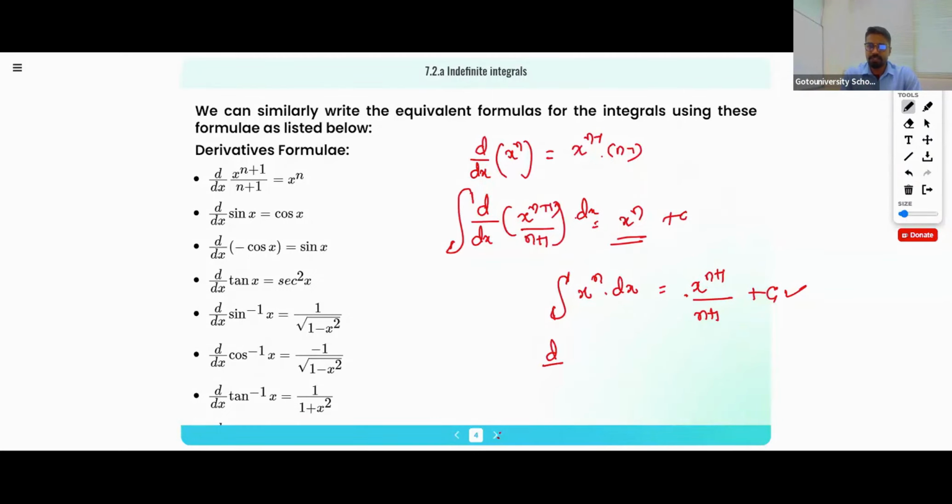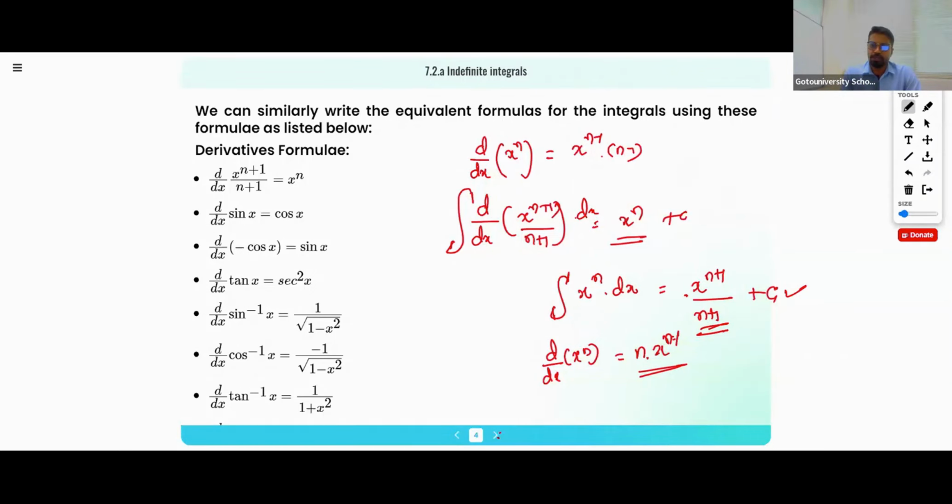If this is a differentiation, can you recall what we get? It is n into x power n minus 1. Now what are we doing? Exact opposite. We are not subtracting 1 in the power, we are adding 1 in the power, and the same number we are not going to multiply, we are going to divide by that. So that is how differentiation and integration work.